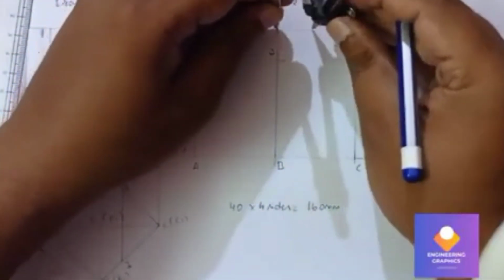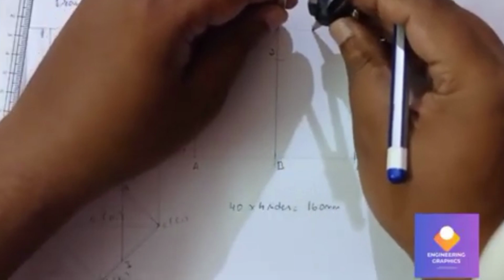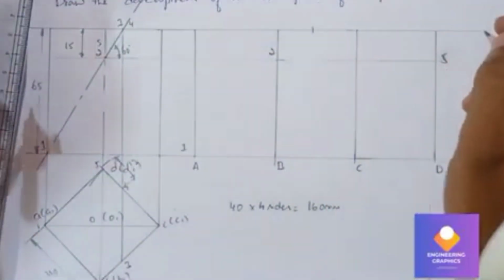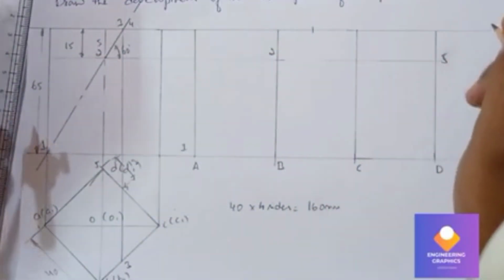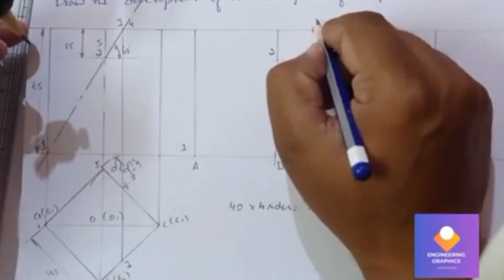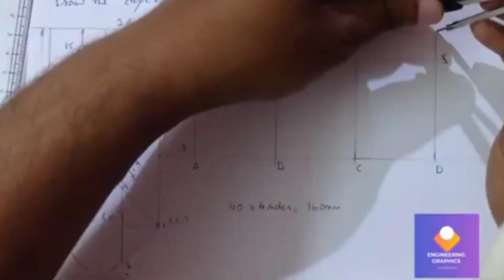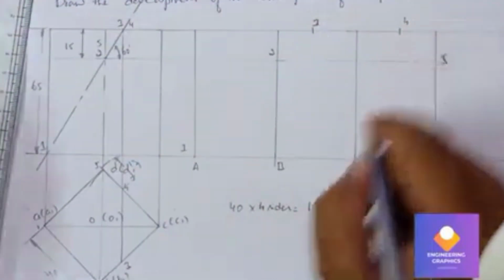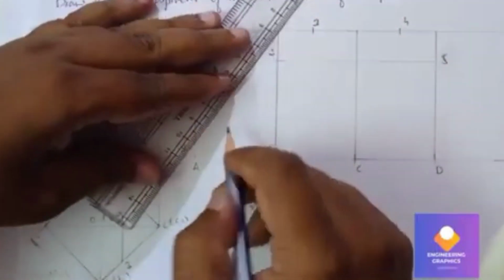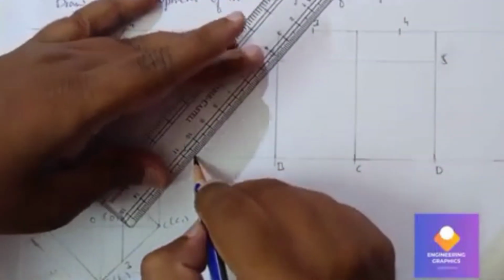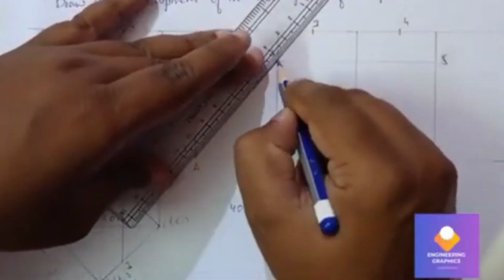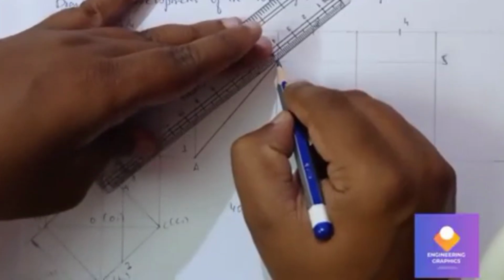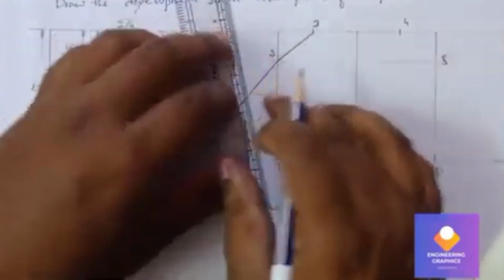So we can cut that respective arc from 2 to 3, and again from 5 to 4, it also has the same distance. So we can cut it. That is your point number 4. Now we can join all these points using a straight line, using the scale. So we can join all these points with a straight line.